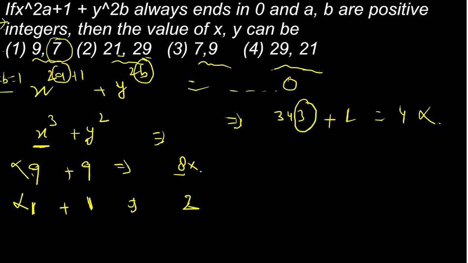So finally you will get a single option, 29. What is 9 cube? As we already did, 9. And what is 21's unit digit? 1. So what is 1 cube? It is going to be 1. So 9 plus 1 is 0. So this is going to be our answer.